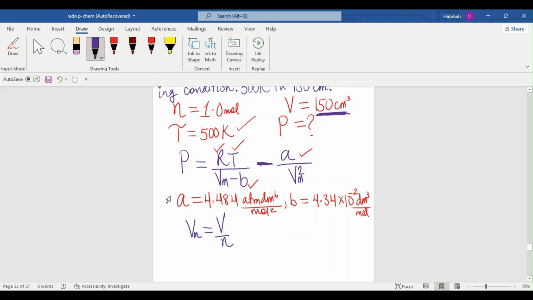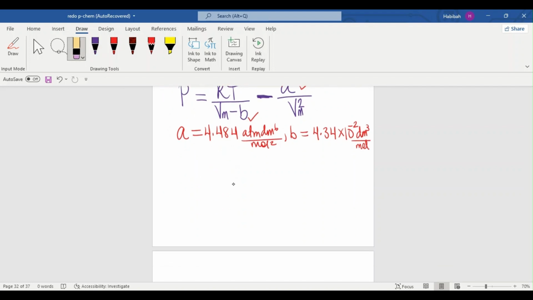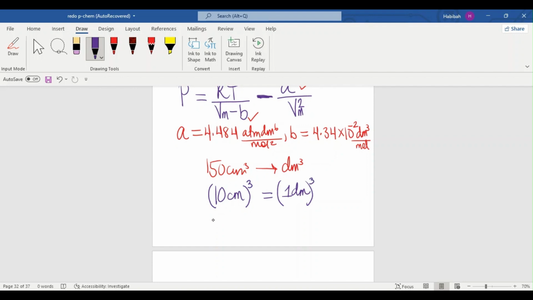convert from centimeter cube to decimeter cube. So 150 centimeter cube is going to give you what in decimeter cube? That is the requirement. Let's do a quick conversion refresher. 10 centimeter is equal to 1 decimeter. So 10 centimeter cube is equal to how many decimeter cube? You have 10 times 10 times 10, which gives you 1000 centimeter cube, and 1 times 1 times 1 gives you 1 decimeter cube. So 1000 centimeter cube gives you 1 decimeter cube.